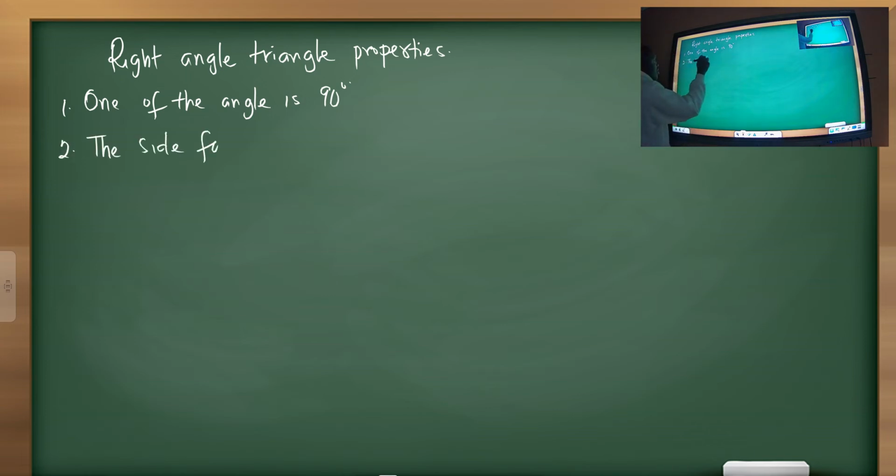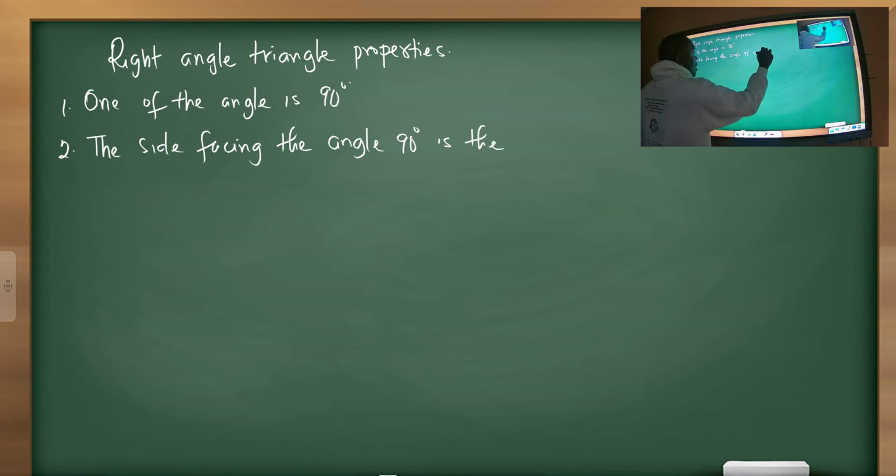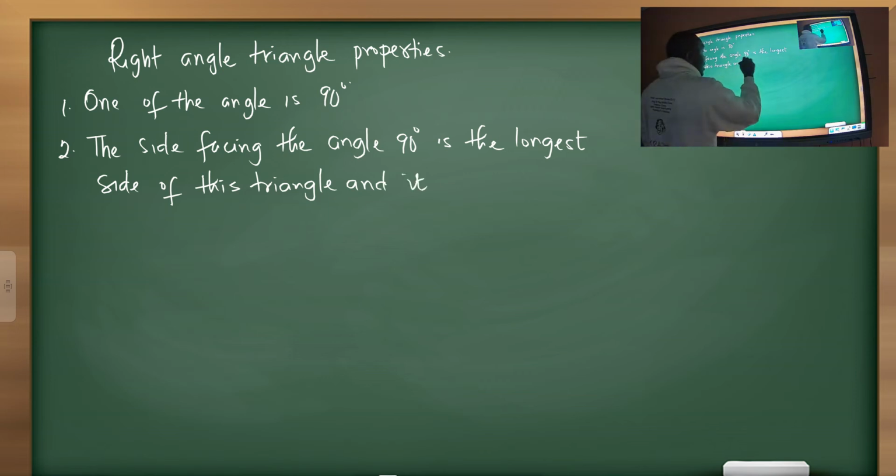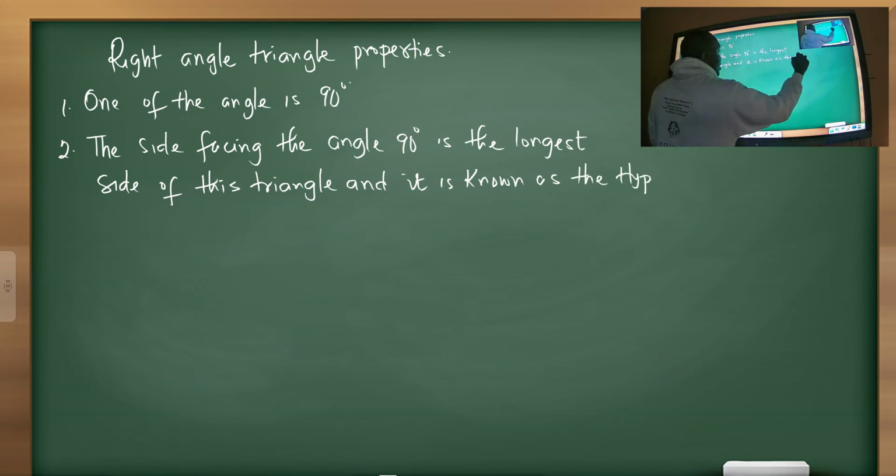Number 2. The side facing 90 degrees is the longest side of this triangle, and it is known as the hypotenuse.